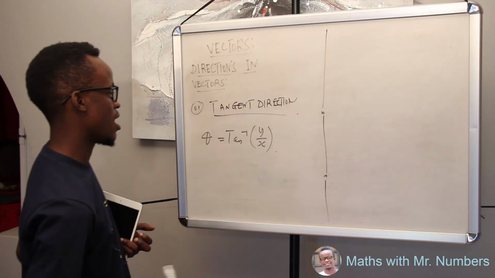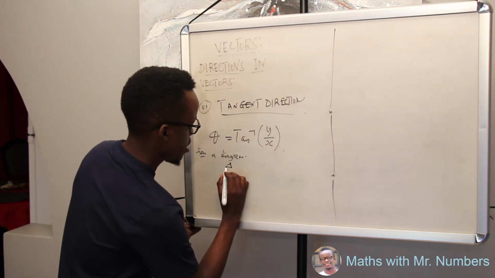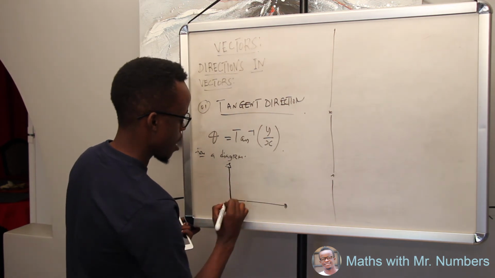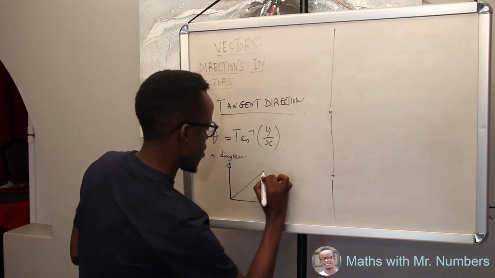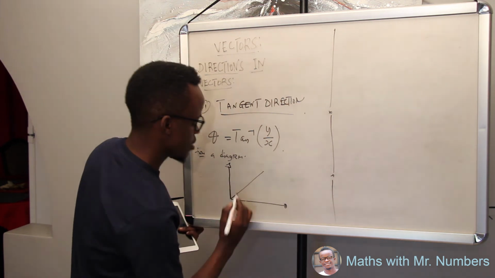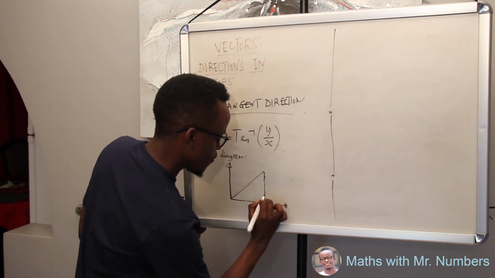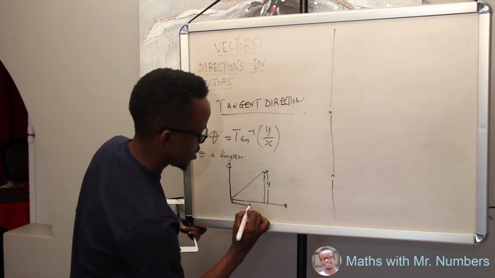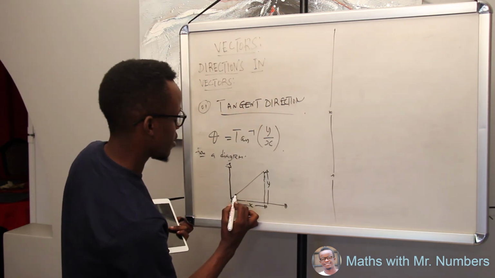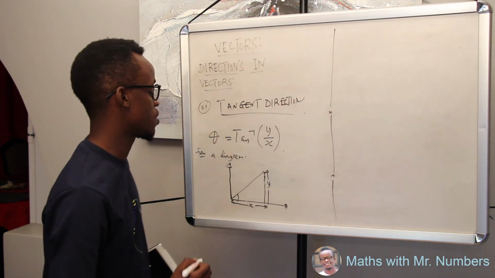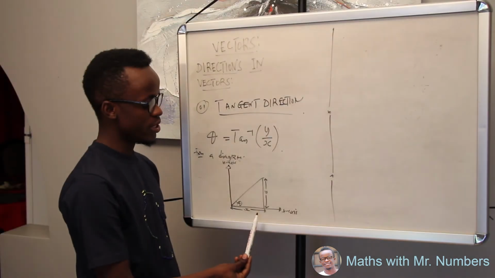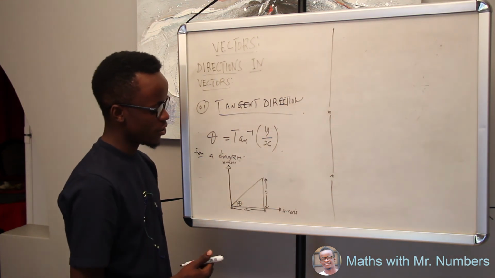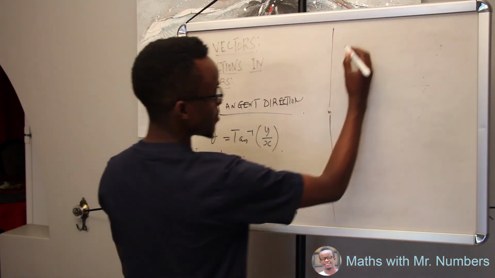x. How? From a diagram, having an xy plane like this, a vector A, or any vector like this, having the vertical distance of y and the horizontal distance of x. Therefore, the direction we are talking about in vector directions is the direction of the angle between the positive x-axis and the vector itself.